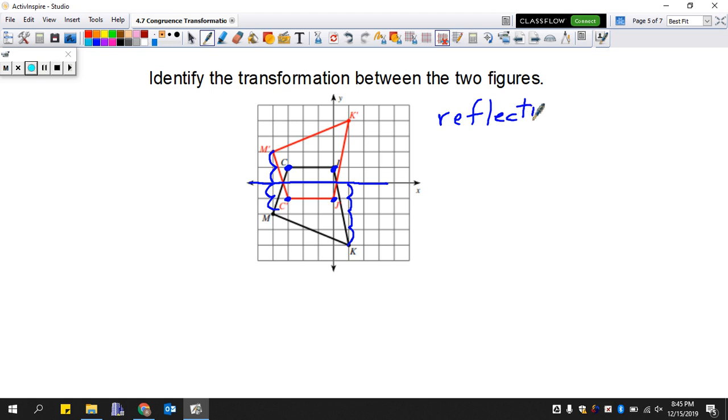If you look here, you can see there's a little mark beside the K and beside all the vertices of the red image. That's referred to as a prime mark. So we have K to K prime, J to J prime, M to M prime, and C to C prime.